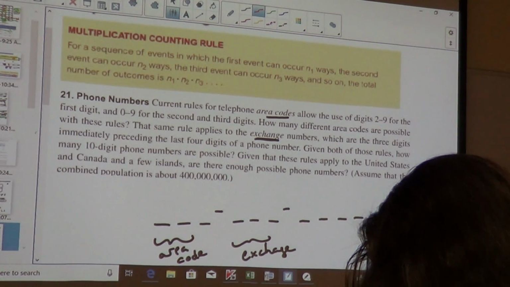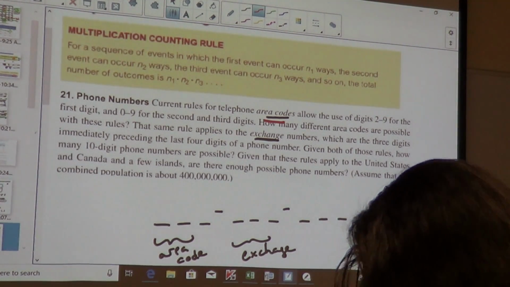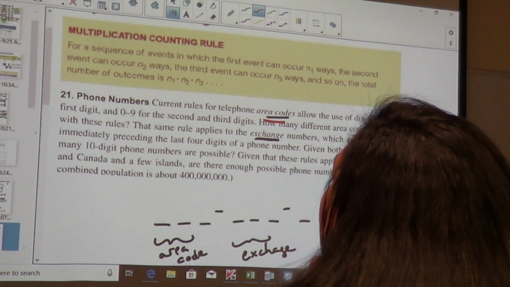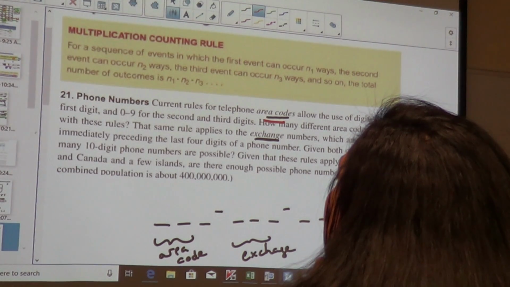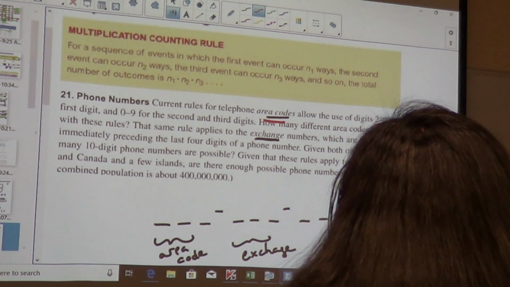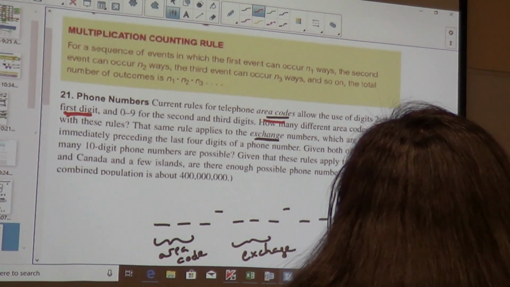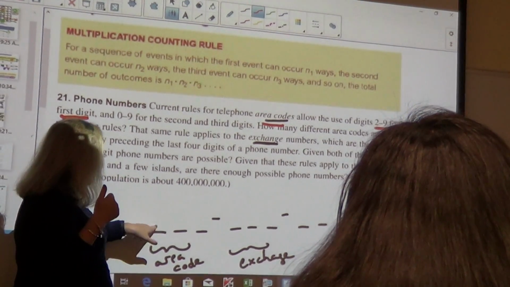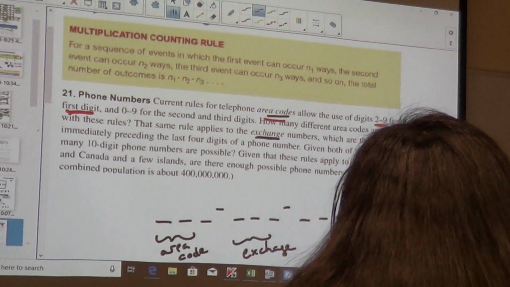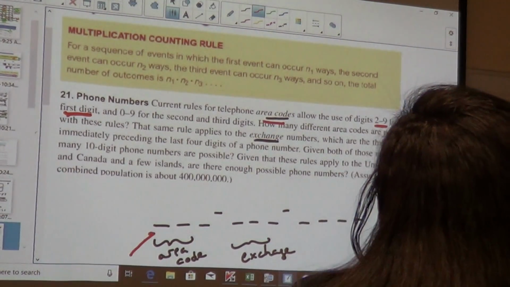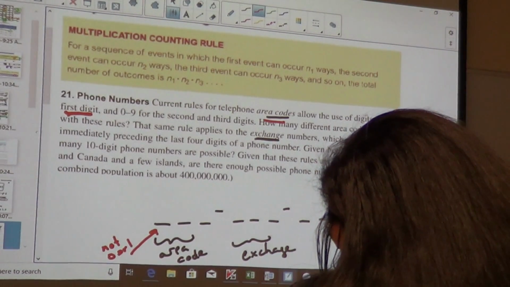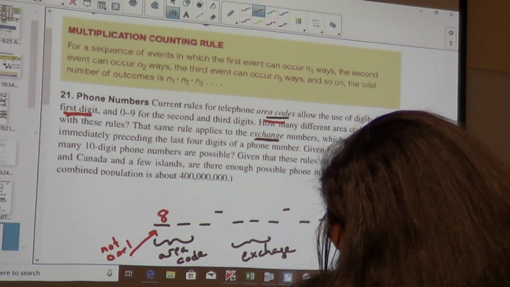Now, it says that for area codes, they allow the use of the digits 2 through 9. So you cannot use the digits 1 or 0 in an area code, for the first digit. So area codes cannot begin with a 0 or a 1. Okay, so how many choices do we have for this one? That cannot be a 0 or a 1. So we have 8 choices there.